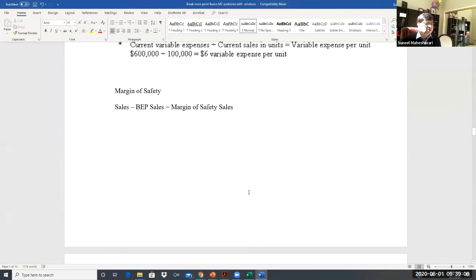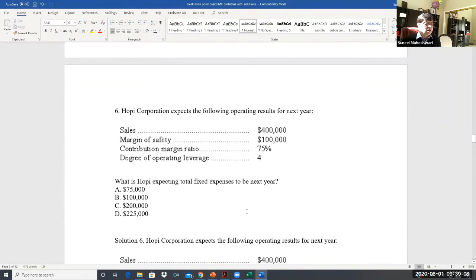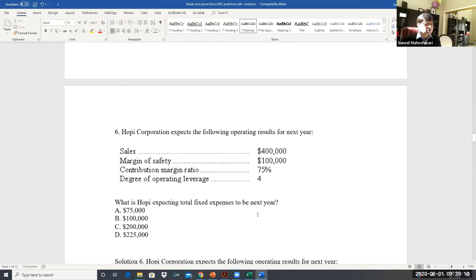So the next question is, what is the total operating fixed expenses for the year? In this case, we have got the basic data: sales, margin of safety, contribution margin ratio. And again, my suggestion is you write down that basic formula of the contribution margin income statement, and you should be able to get most of the answers from there.